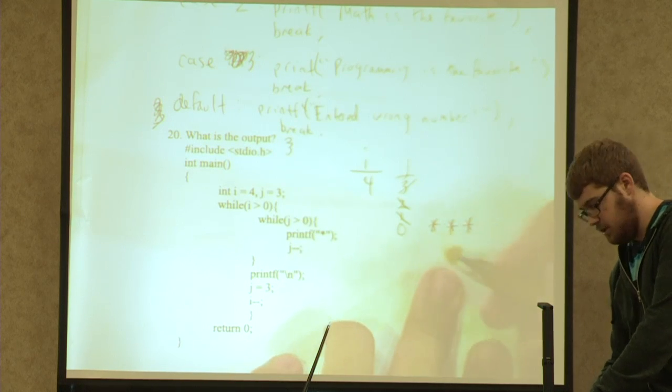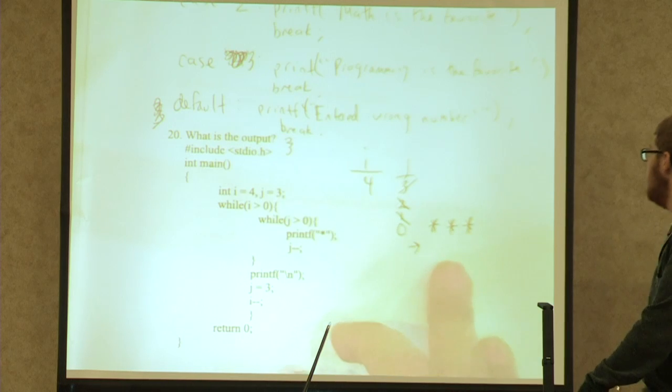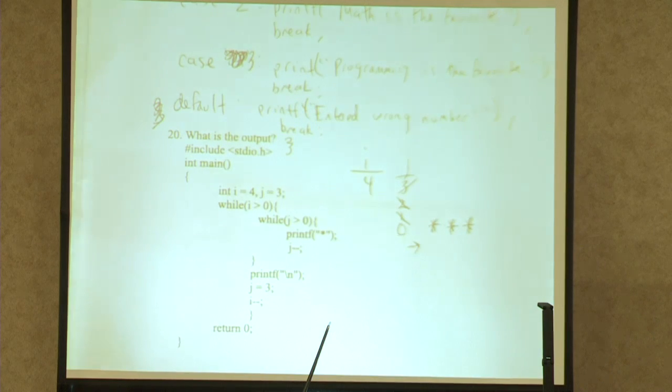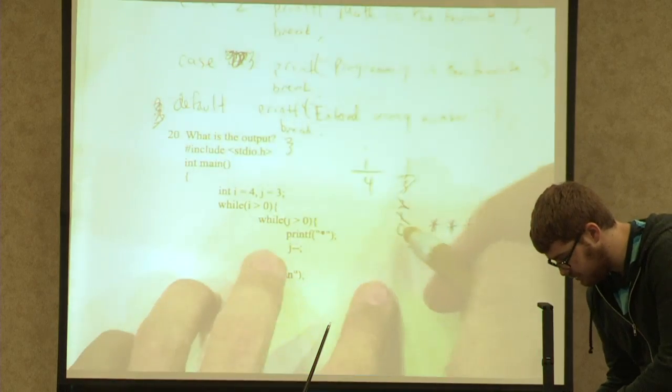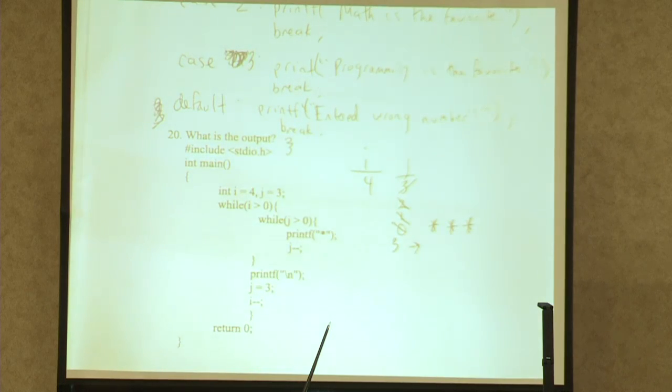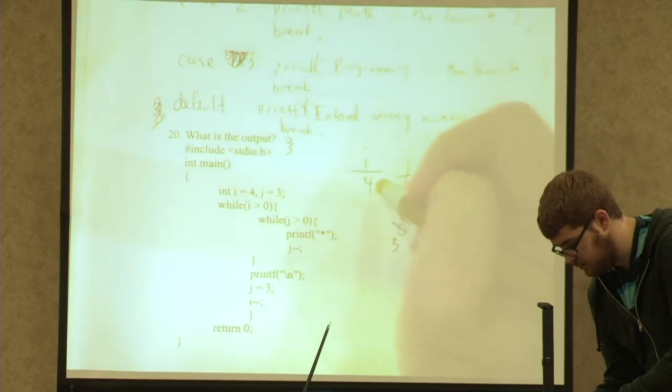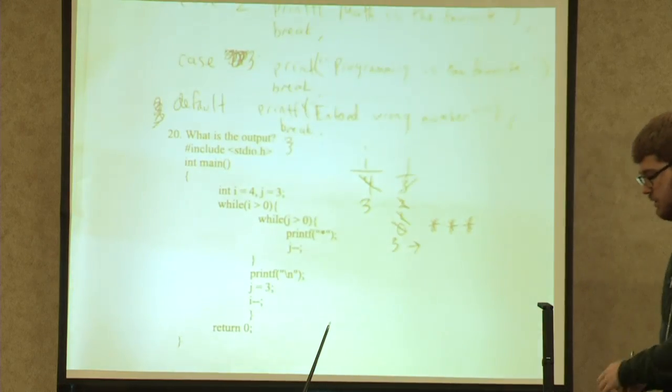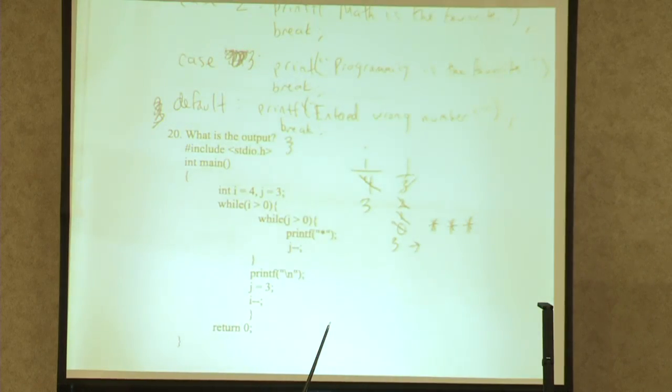So that means we're going to start right here now. And then we have j set equal to 3. So I would just cross out this 0, make it 3, and just work on the same line. Then we have i minus minus, which would decrement i to 3 as well. And then what would we do after that? Back to the while. Yep, it would start the while loop.